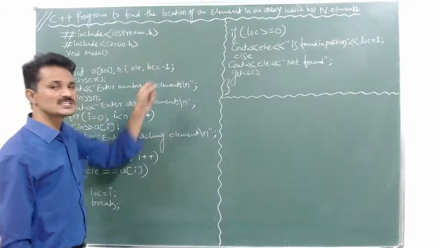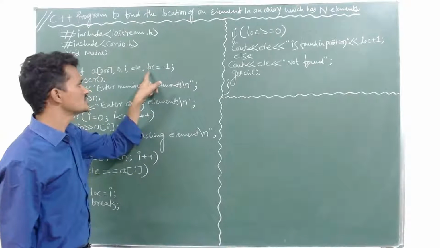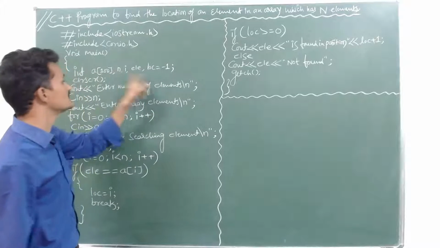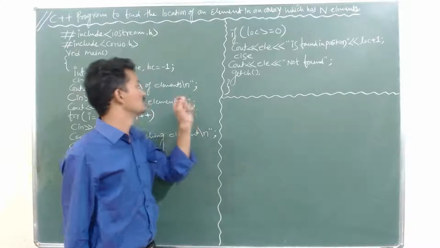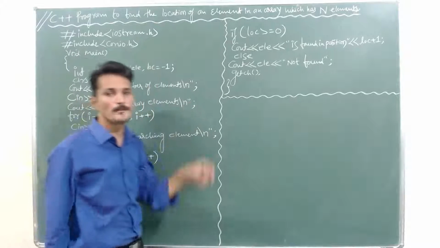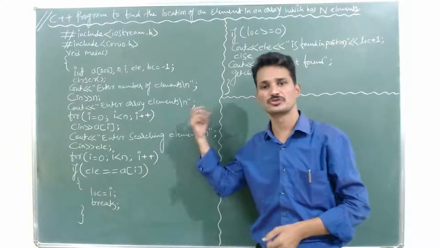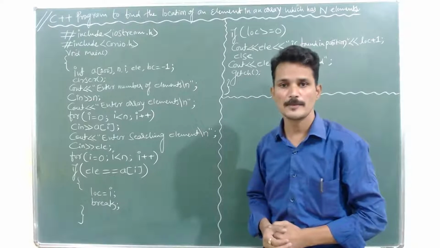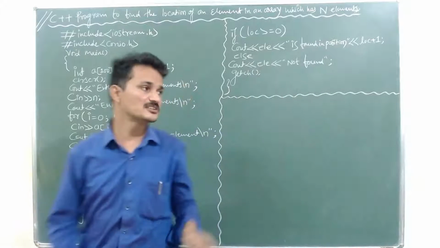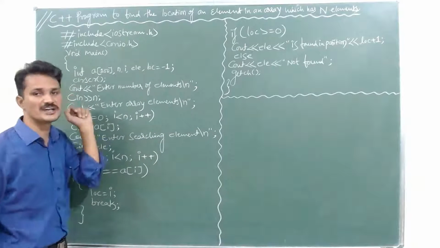Here LOC stands for location. Location is declared of type integer and that is initialized as -1. Location is equal to -1. Array indexing starts with the 0th element, hence we are taking location as -1. These are the variables of integer data type.